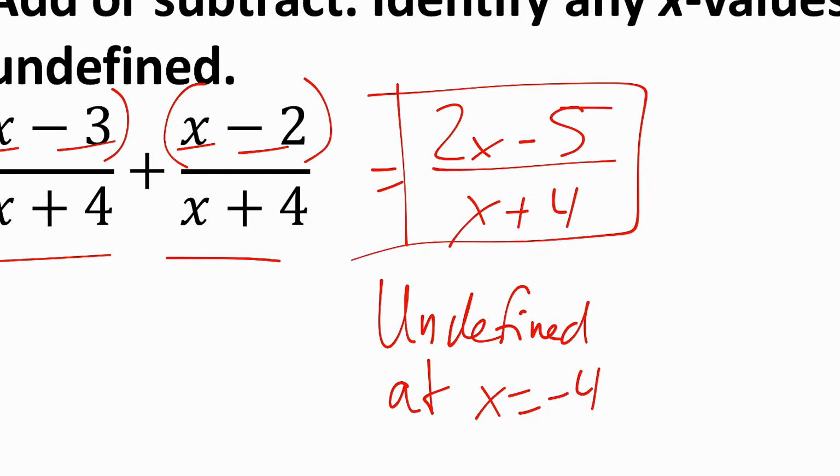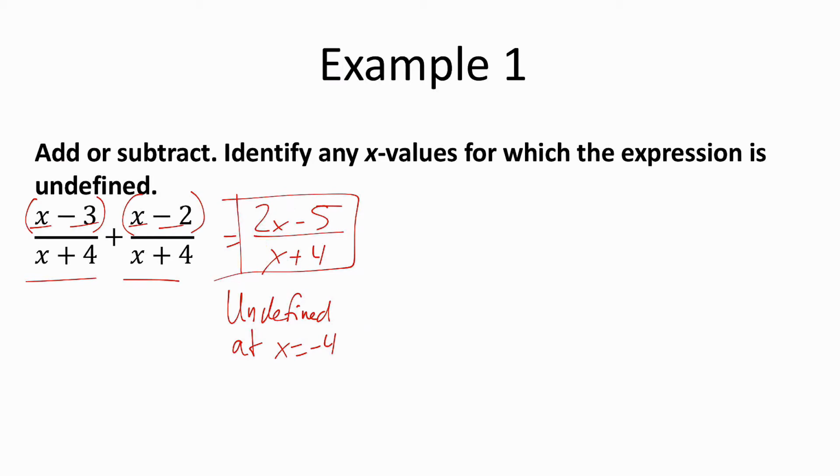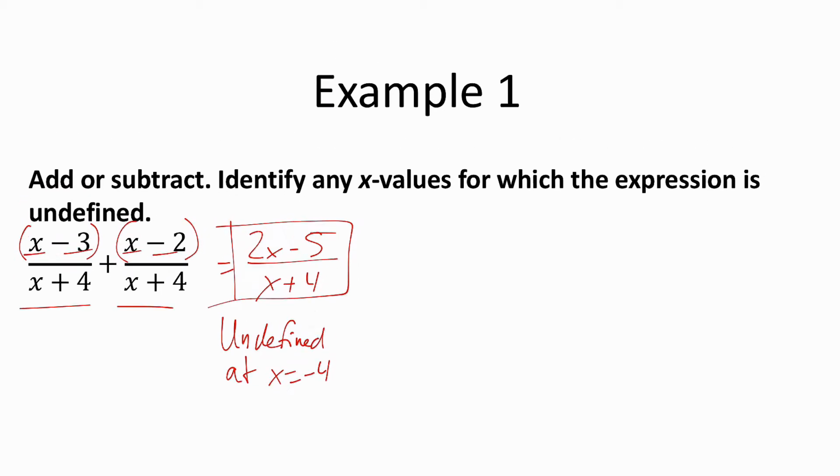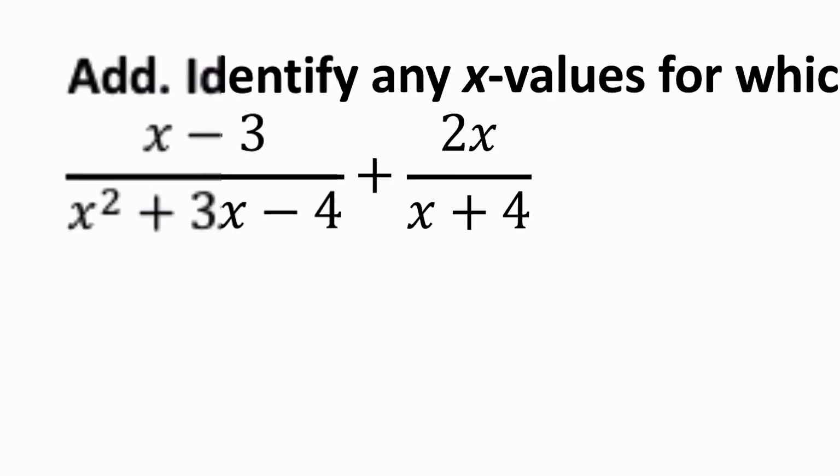All right, let's get a little more complicated. That one wasn't so bad because the denominators were already nice. This next one is more difficult. We are asked to add these two expressions together. We've got x minus 3 over x squared plus 3x minus 4 plus 2x over x plus 4. They do not have a common denominator. They both conveniently have x's, and they also both coincidentally have 4's in them.